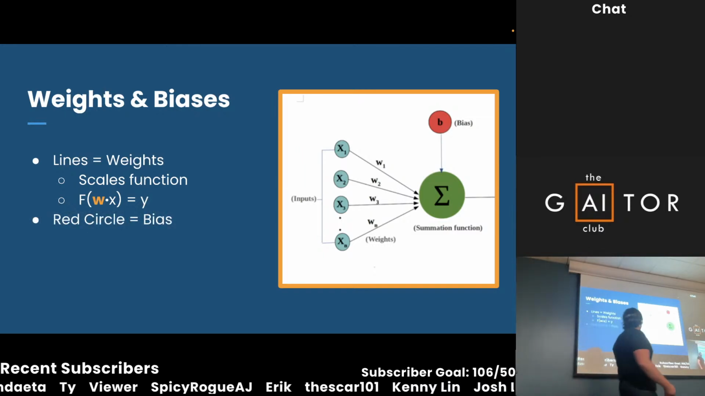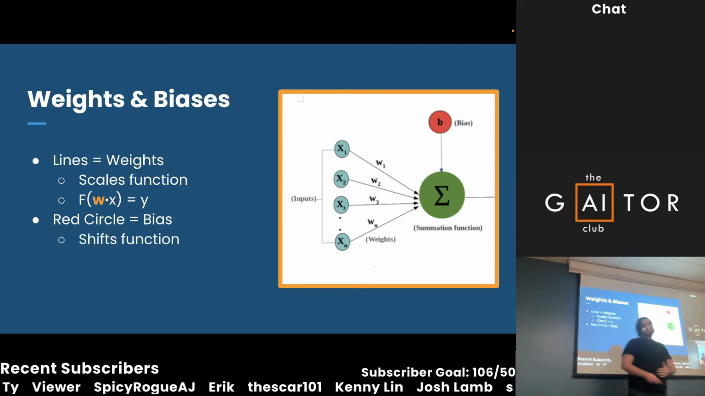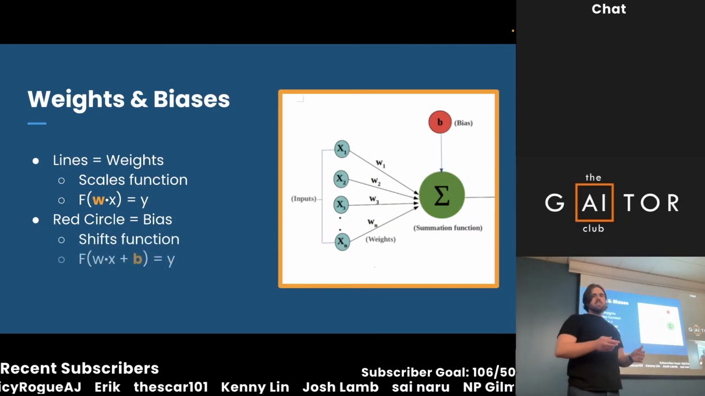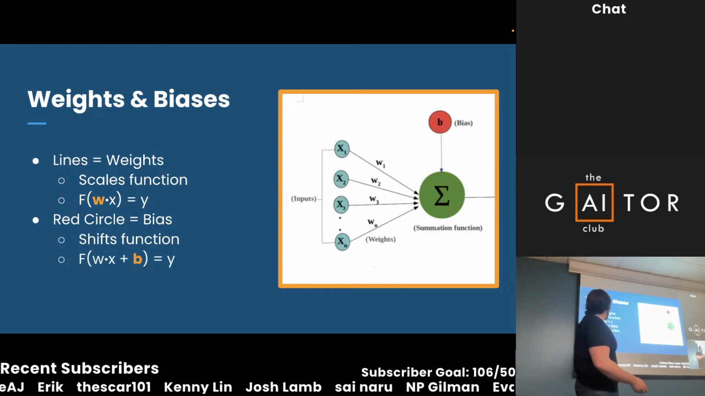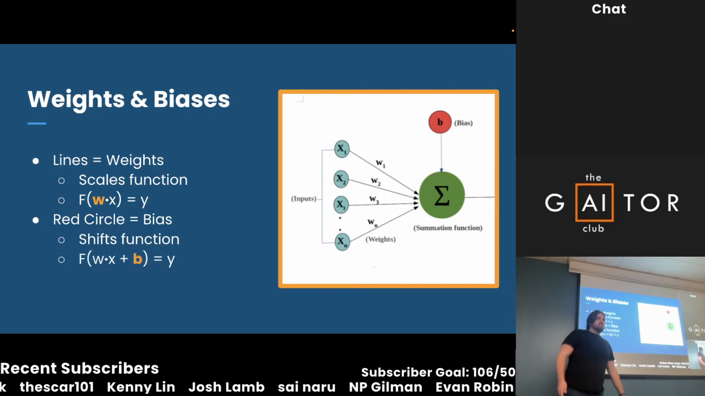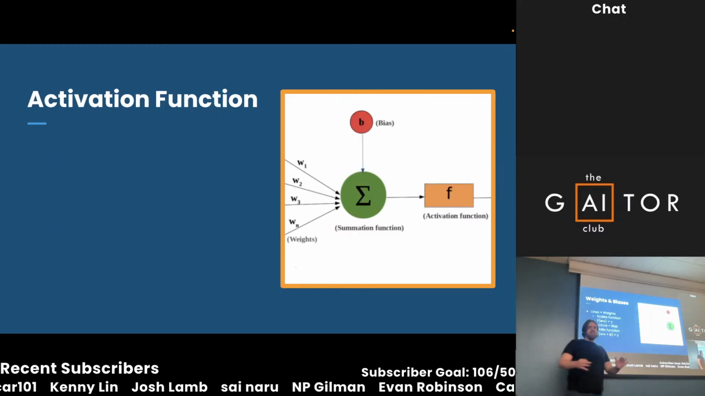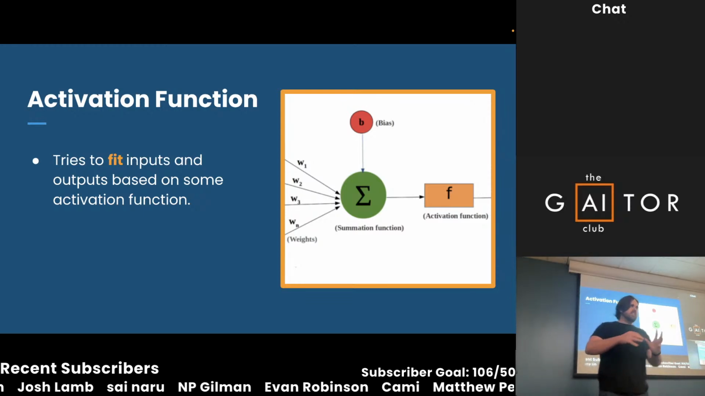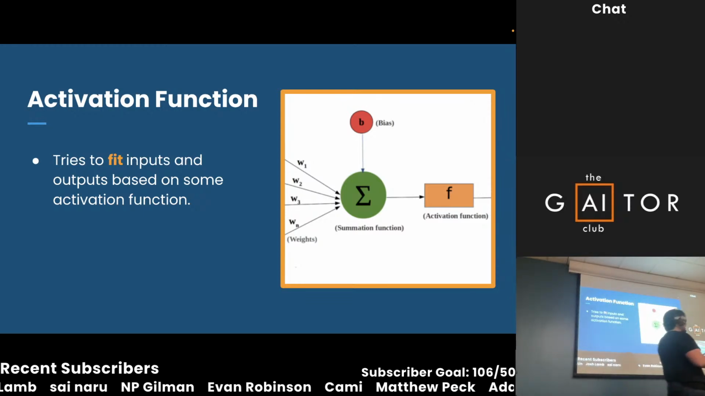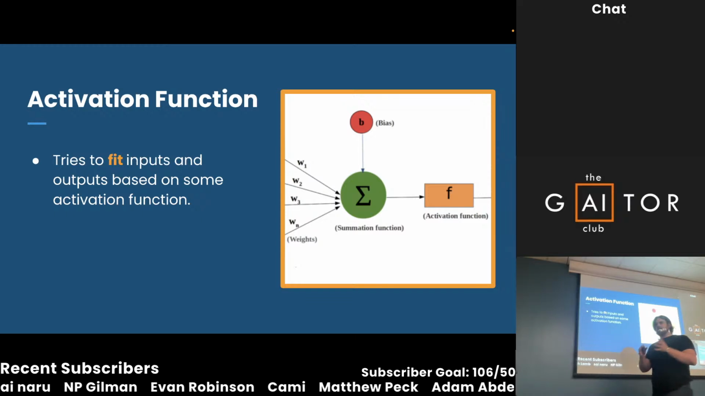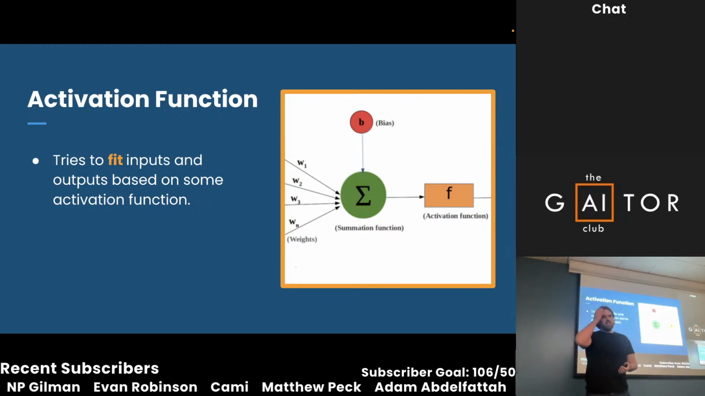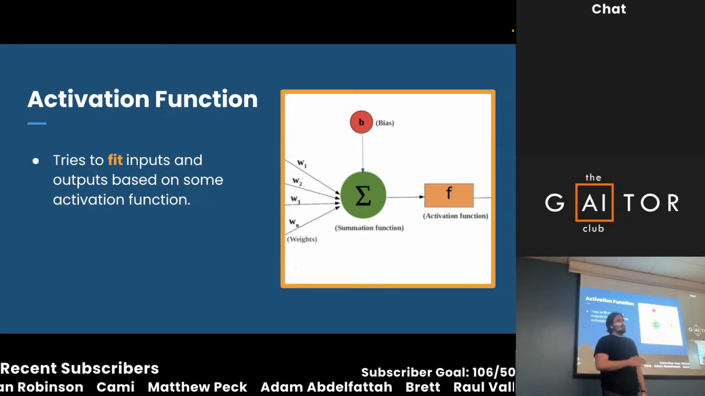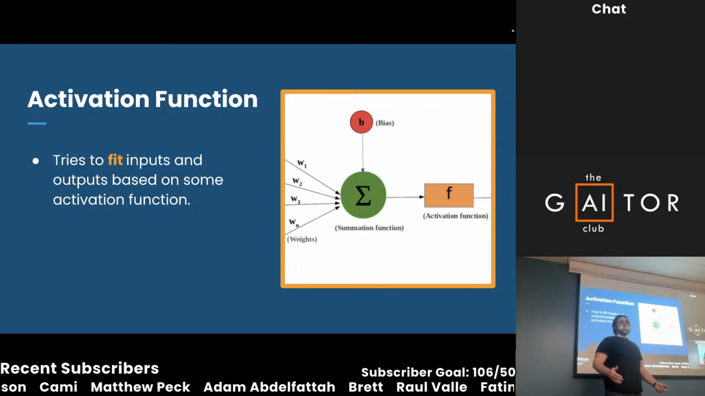Then you have the red circle, the bias. The bias shifts the function left and right, and it looks something like this inside of your equation. Now let's talk about what an activation function is. An activation function fits these inputs to some sort of shape. Instead of a linear equation, it would be something like an exponential or logarithmic equation.